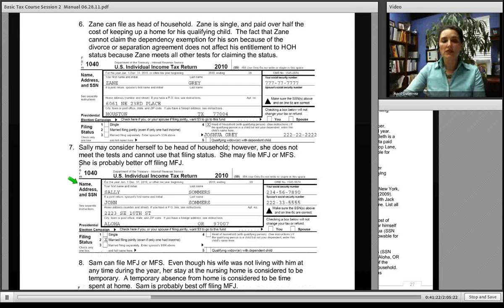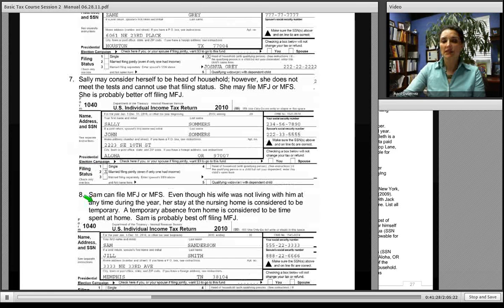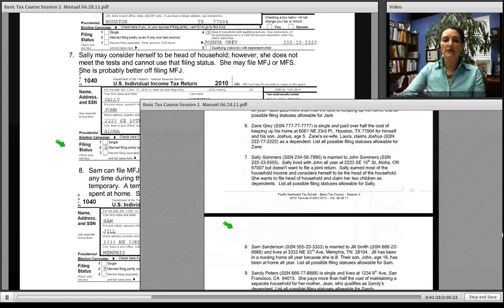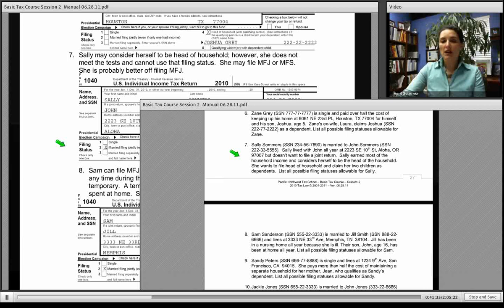So we're going to go over to the header for Sally's tax return. We're going to enter her as taxpayer, her husband John as spouse, and we're going to select the married filing jointly filing status. Problem number 8.